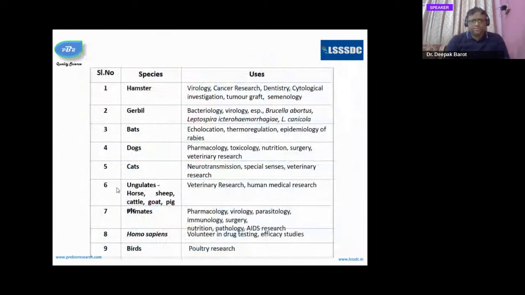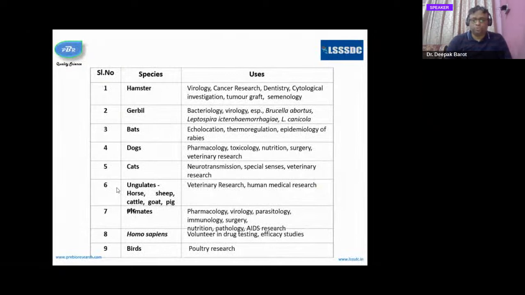So in summary, you can see I just listed the number of species and where all they are used, like hamster, gerbil, bats, dog, cats, Homo sapiens, birds. They're all being used for different uses.